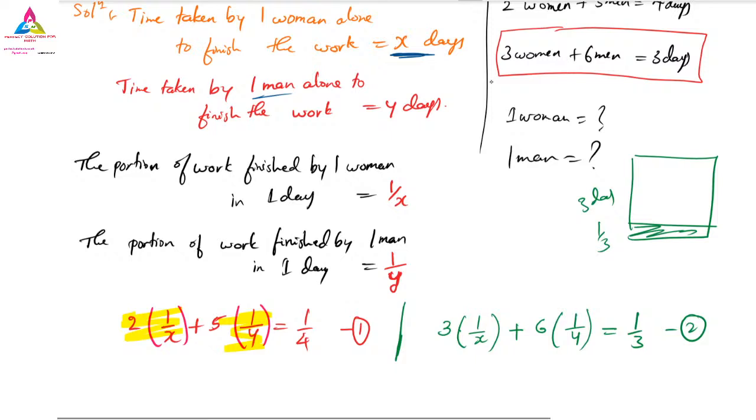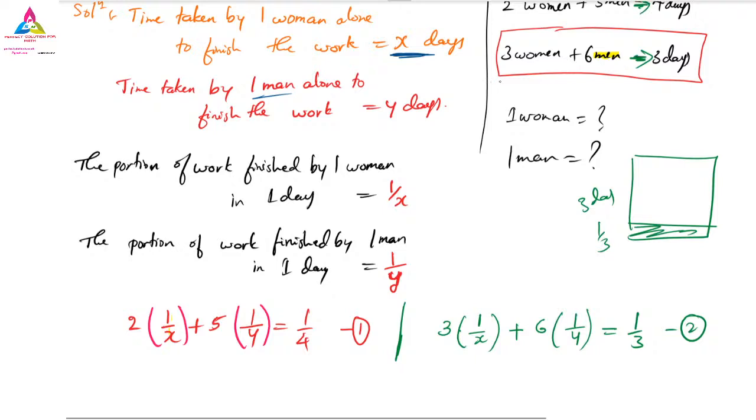One woman will do 1 by x work, but there are two women. One man will do 1 by y work, and 5 men are there. Here 1 by x is the work done by one woman, but there are 3 women. Here 1 by y is the work done by one man, but there are 6 men. So the work per day will be 1 by 3. This is how to represent that equation in statement form. Now let us continue further. You have understood what to do next, no problem at all.